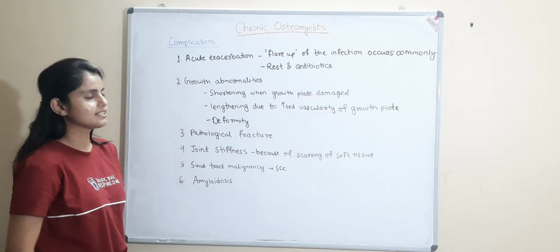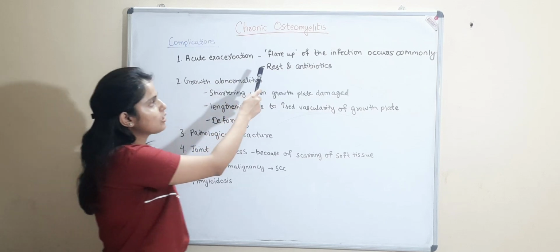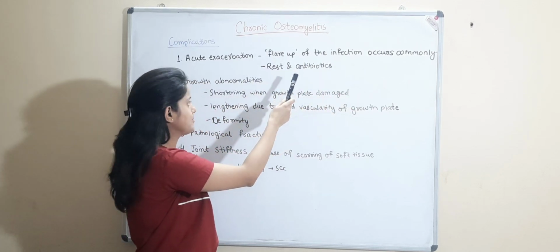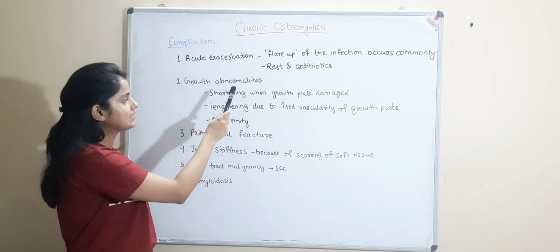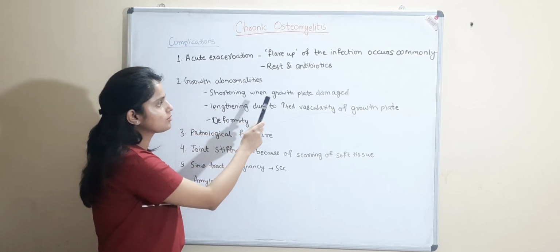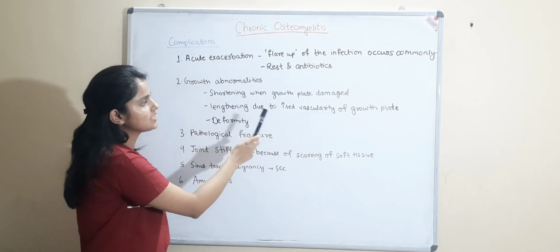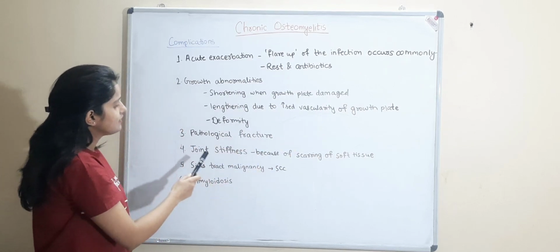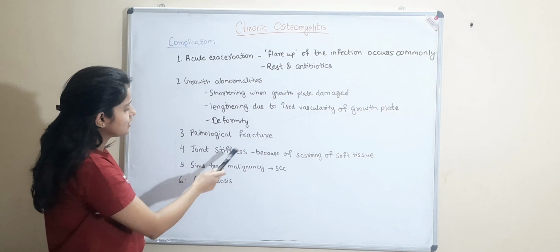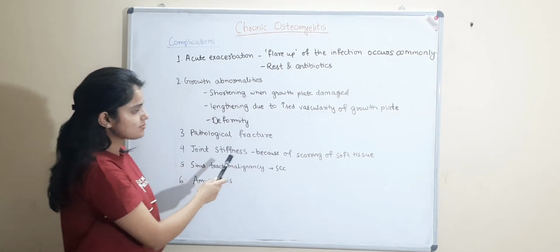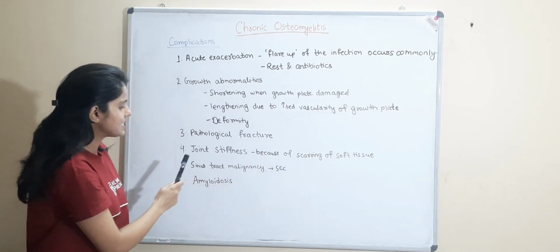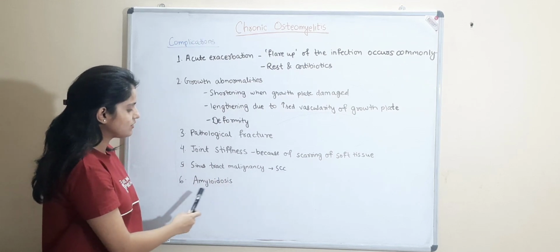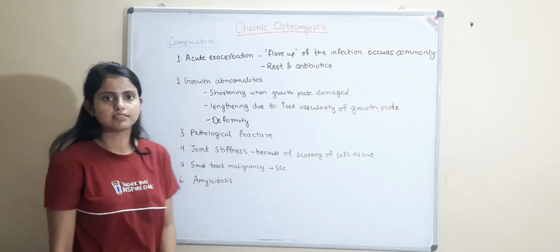On complications, there may be acute exacerbation. Flare of the infection occurs commonly and it is treated with rest and antibiotics. Growth abnormalities can occur, which is shortening when growth plate is damaged, lengthening due to increased vascularity of growth plate, and deformity when the growth plate gets damaged. It may cause pathological fracture and joint stiffness because of scarring of soft tissue, and sinus tract malignancy can occur, rarely squamous cell carcinoma, and amyloidosis, which is the late complication.